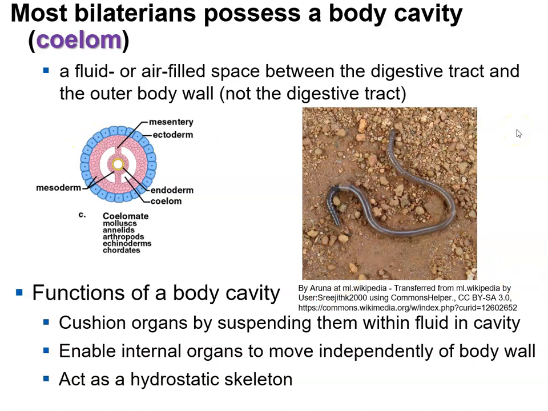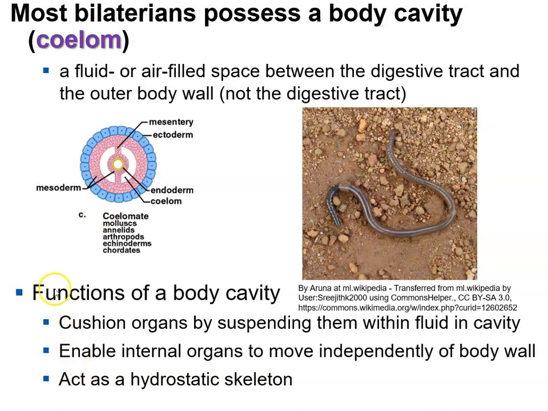There are several different functions that a body cavity or coelom provides to the bilaterian. It could provide a cushion for the internal organs so that they're not bumping into each other, alleviating some of the strain of gravity on the body of the organism. It also can enable the internal organs to move independently of the body wall, since they're not all attached. And it can also act as a hydrostatic skeleton, absorbing some of the energy from the body as the organism moves, providing support, rigidity.